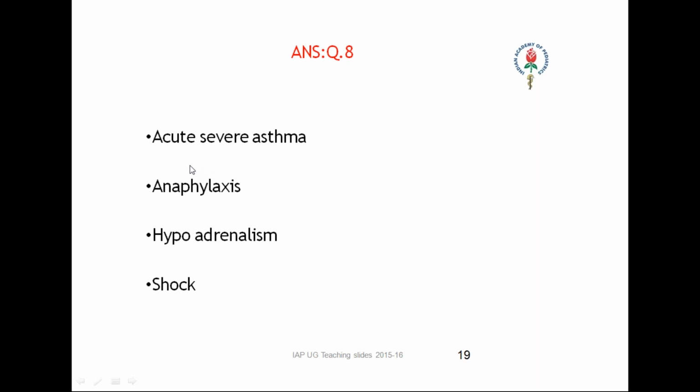Usually the dose is, first we need to give a loading dose of 10 mg per kg, followed by 5 mg per kg every 6th hourly. So these are all the things.